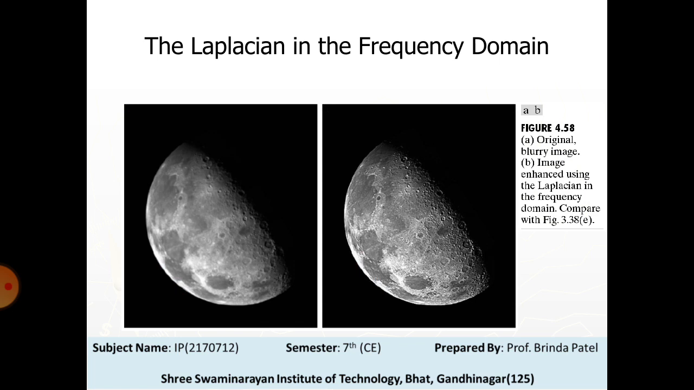Here in this figure, A is the same as figure 3.38. You can see that in the book. Figure B shows the result in which the Laplacian was computed in the frequency domain. Scaling was done as described in connection with that equation. By comparing these figures, we can see that the frequency domain and spatial results are identical visually.